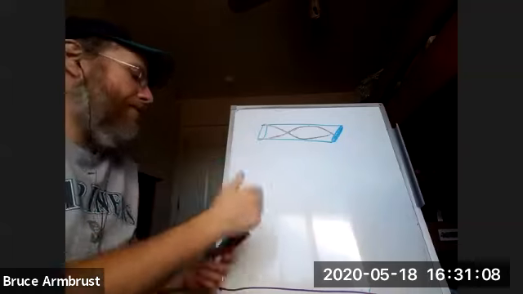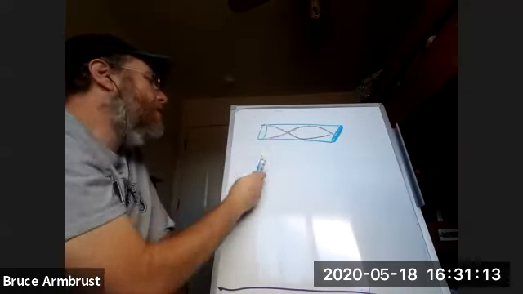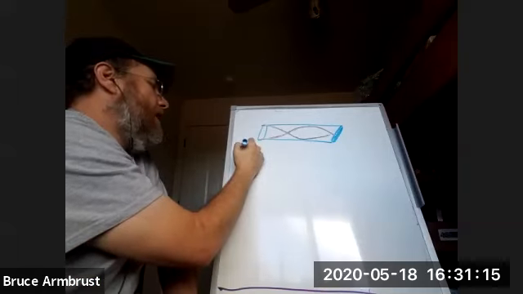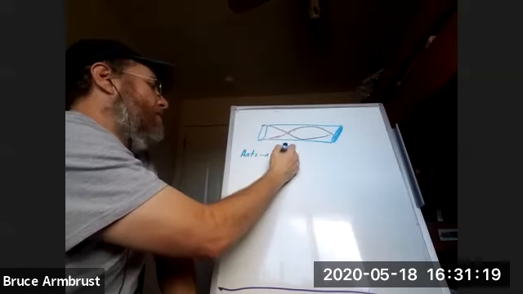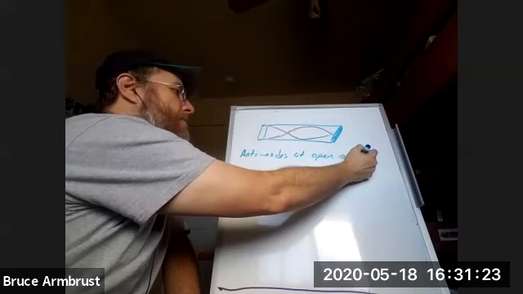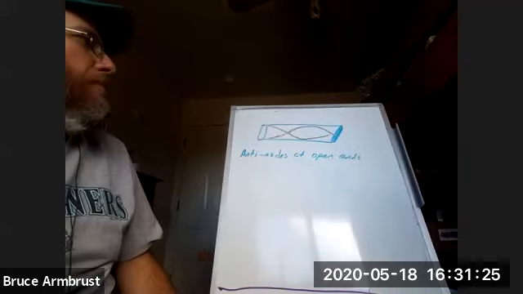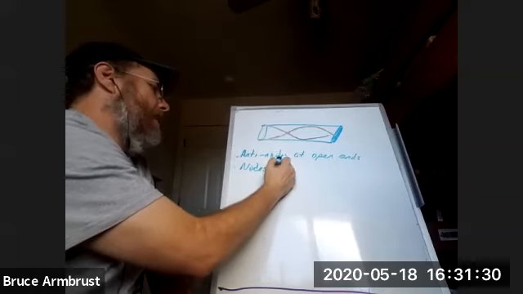So here's what happens with standing waves in air. In an air column like this, you're going to get antinodes at open ends, and you're going to get nodes at the closed end.